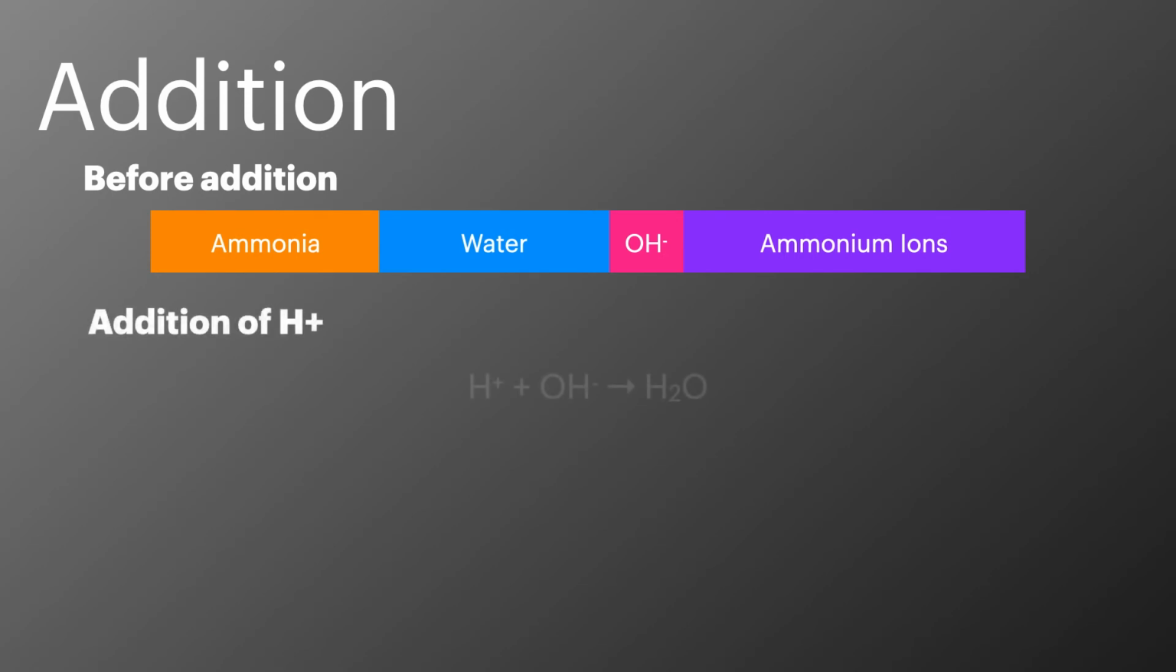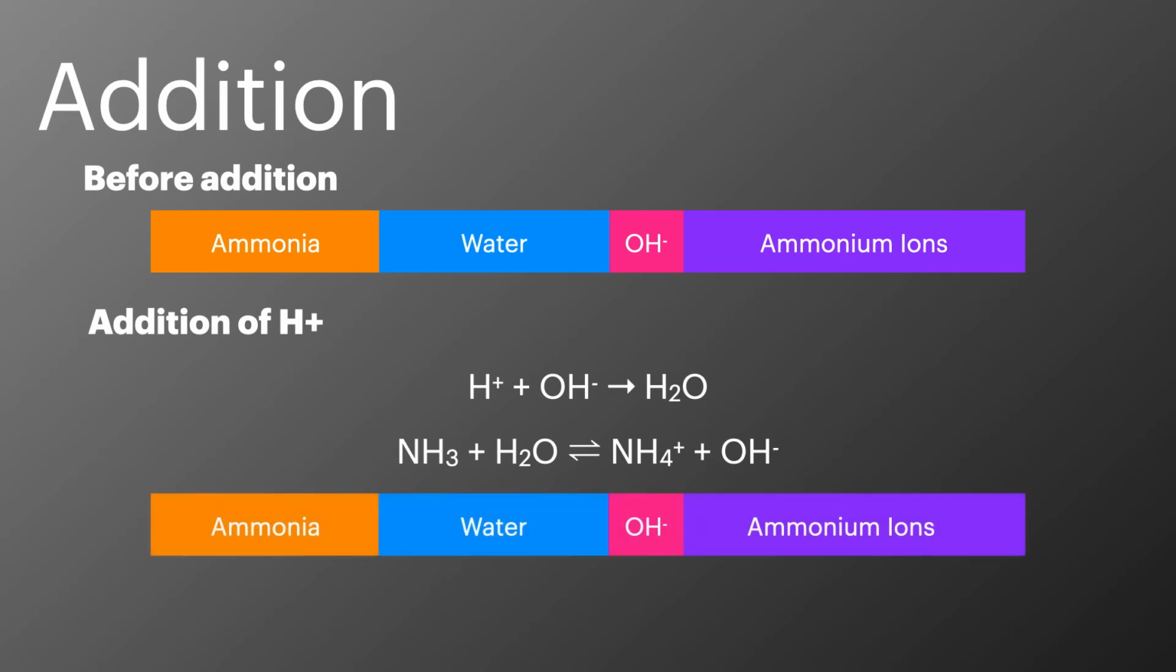When hydrogen ions or acid molecules are added, they'll react directly with the hydroxide ions to form water. This loss of hydroxide ions and the increase in water molecules will shift the equilibrium to the right. This lowers the concentration of ammonia, increasing the concentration of ammonium ions, and restoring the concentration of hydroxide ions.